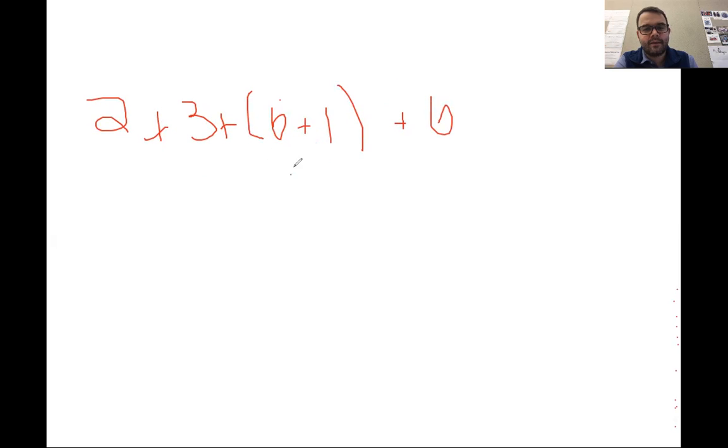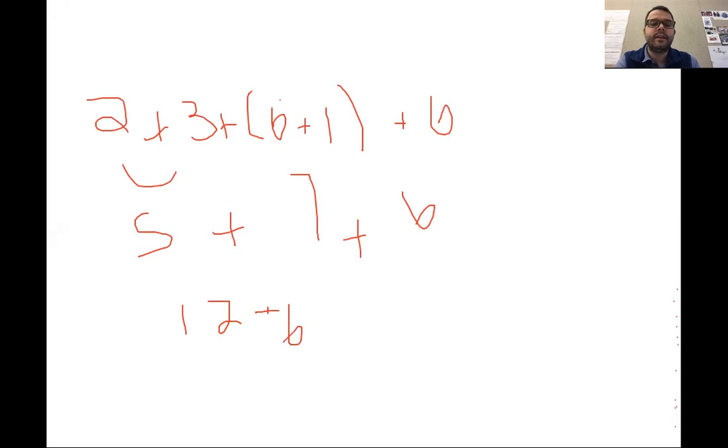6 plus 1 is 7. Then I have to do 2 plus 3, which is 5, plus 7, plus 6. 5 plus 7 is 12. 12 plus 6 is 18. And that, my friends, is how you get to 90% in Y4, which is evaluating multiple expressions.